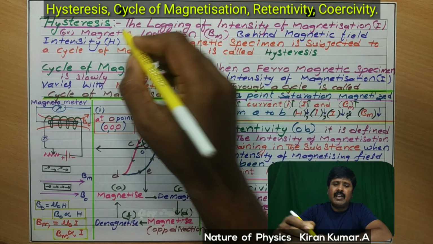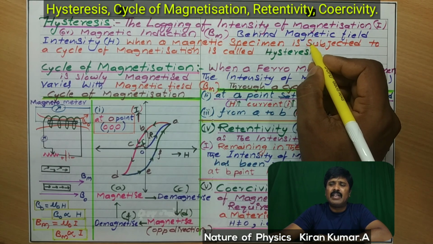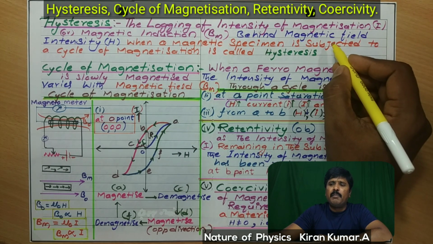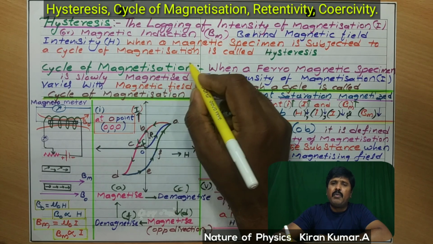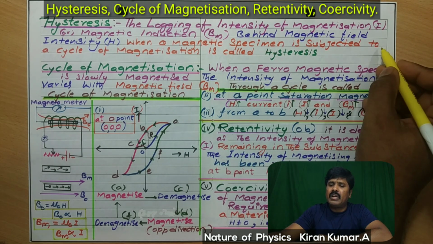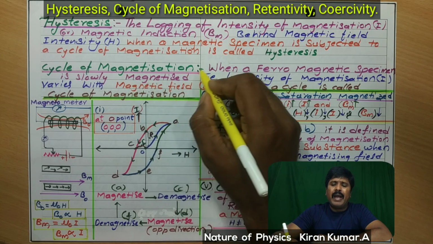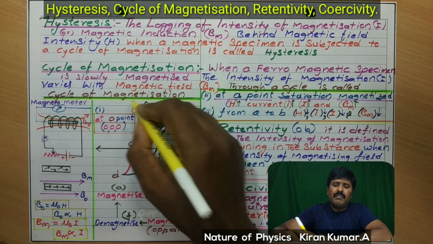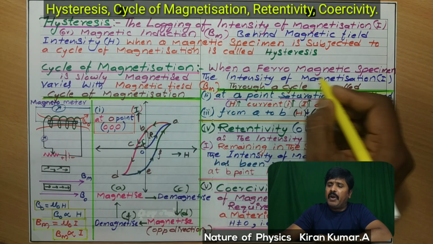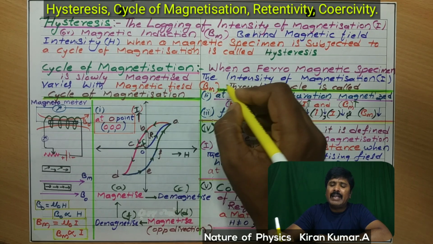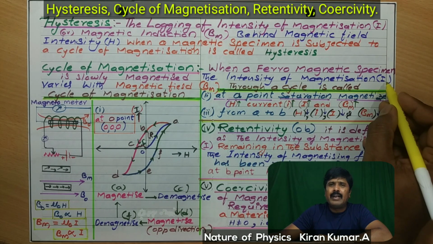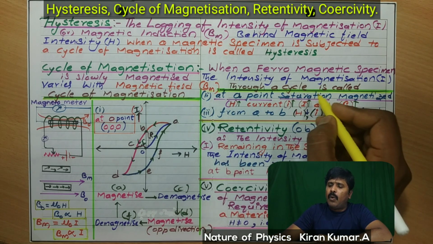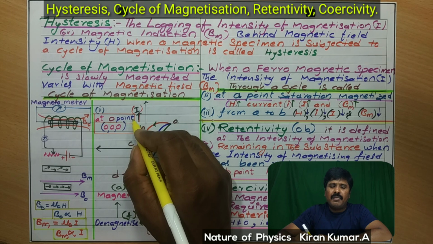So hysteresis is the lagging of intensity of magnetization I and magnetic induction Bm behind the magnetic field intensity H when a magnetic specimen is subjected to a cycle of magnetization, students. Cycle of magnetization: when a ferromagnetic specimen is slowly magnetized, the intensity of magnetization I varies with the magnetic field. This variation through a cycle is called the cycle of magnetization.